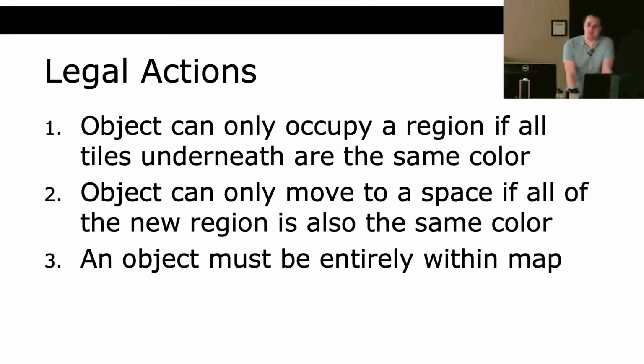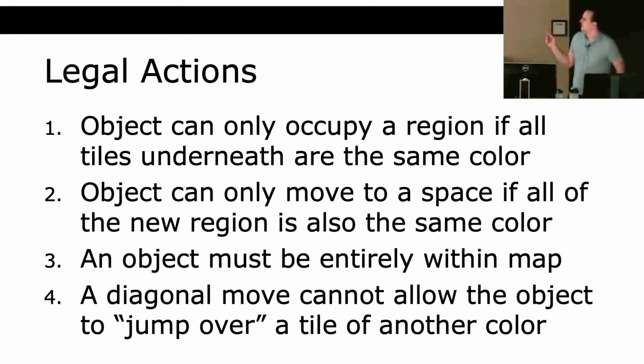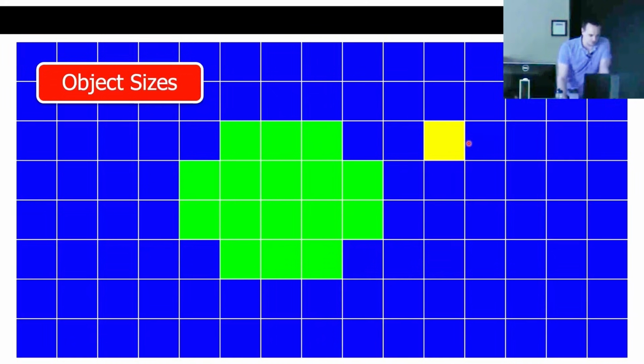An object must be entirely within the map. So this is a little bit more complicated than assignment 1 because, for example, now we can't have a 2x2 or a 3x3 object beyond, for example, the very right-hand side of the map because part of it would be overlapping with the out-of-bounds area. And most complicated, but turns out to be not that complicated when we think about it a little bit, is that a diagonal move cannot allow the object to jump over a tile of another color. That doesn't seem obvious at first, but we'll illustrate that in a second.